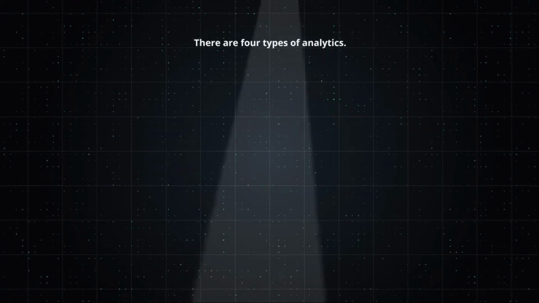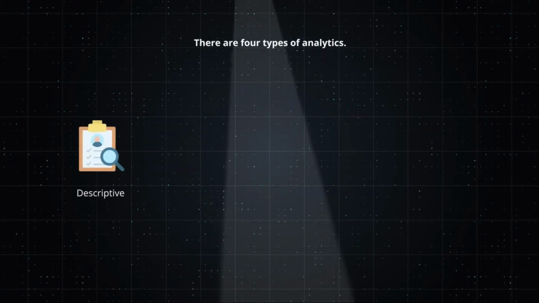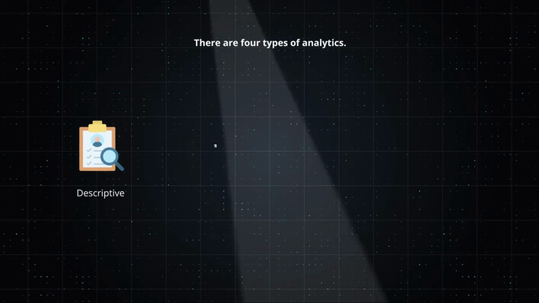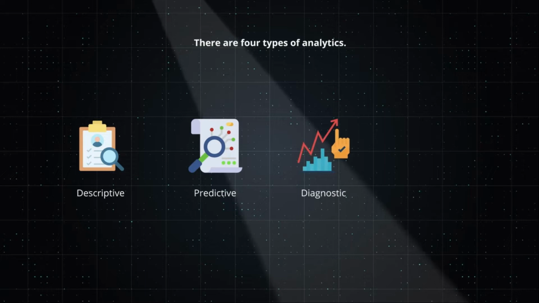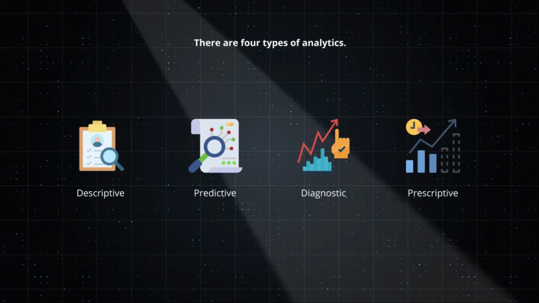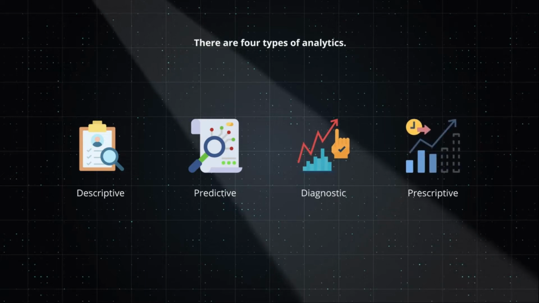There are 4 types of analytics. Namely, descriptive, which explains what has happened. Predictive, which depicts what could happen. Diagnostic, which determines why it happened. And prescriptive, which talks about what should happen.